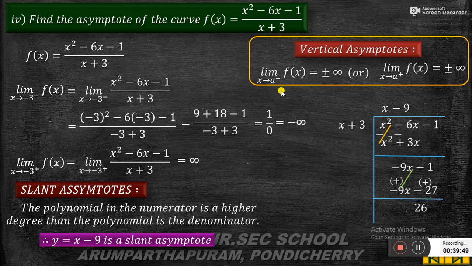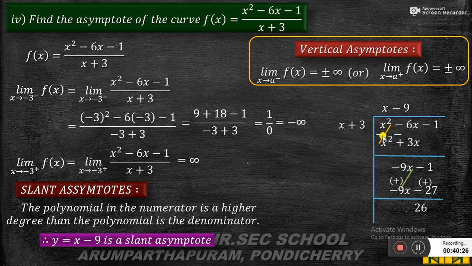Therefore, now I divide x square minus 6x minus 1 by x plus 3. I take the long division method. Inside I write the numerator polynomial, outside I write the denominator polynomial. So x square minus 6x minus 1 inside, divided by x plus 3 outside. Now for x square, x into x means we need 1x. So I multiply x into x plus 3: x into x is x square, x into 3 is 3x.